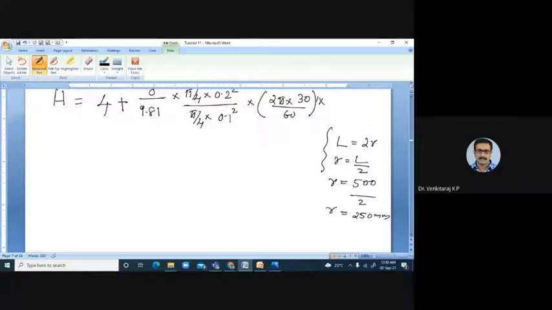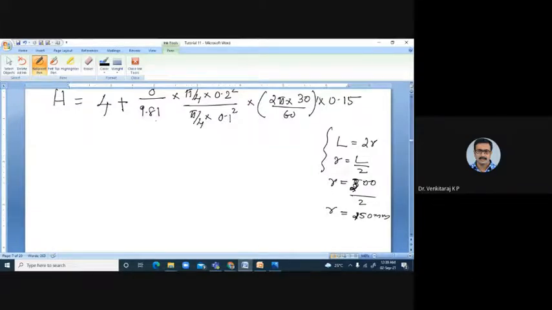Right. So this is not 500, it is 300. 300. That is 150. 150 mm. So it is 150 means 0.15 meter. So this into 0.15.